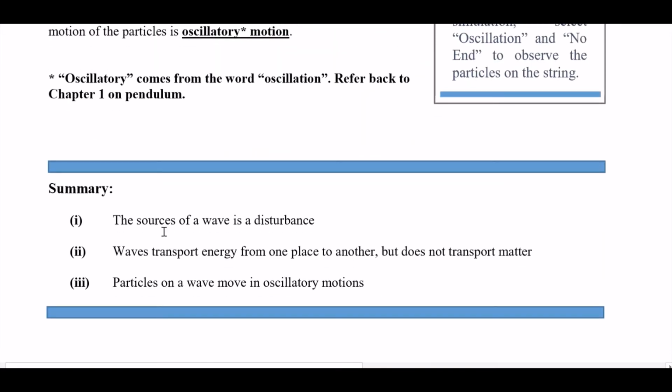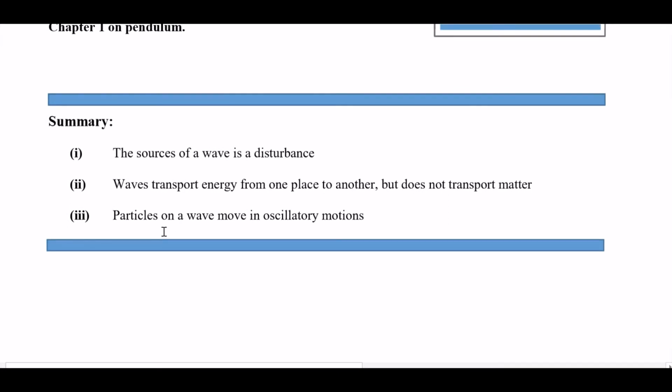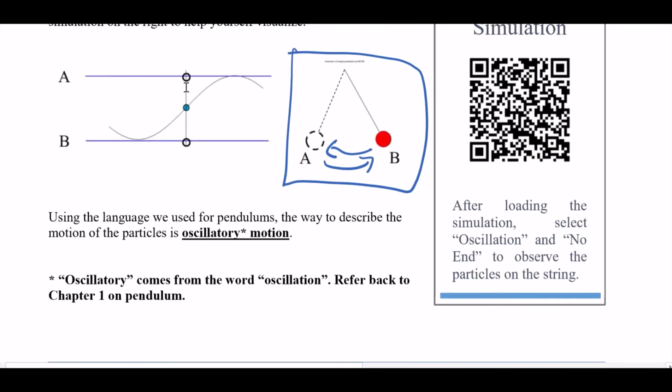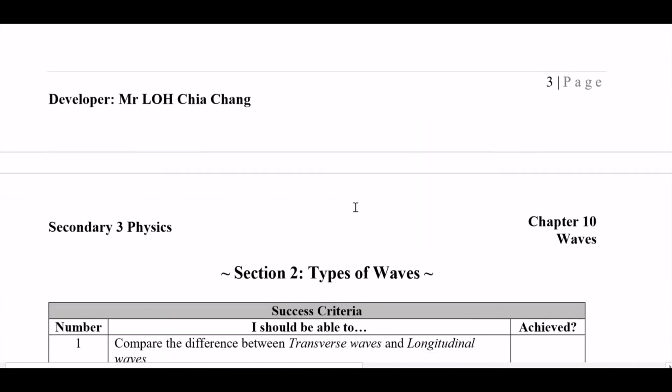Let's summarize a little bit. A wave comes from a disturbance, which is the source of the wave. A wave transports energy but does not transport matter, and along the wave, all the particles move in oscillatory motions. That means they move to and fro to extreme points like a swinging pendulum.